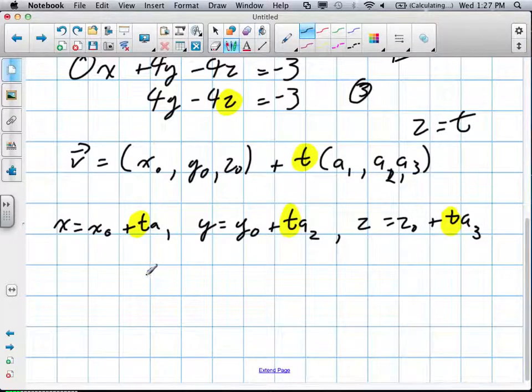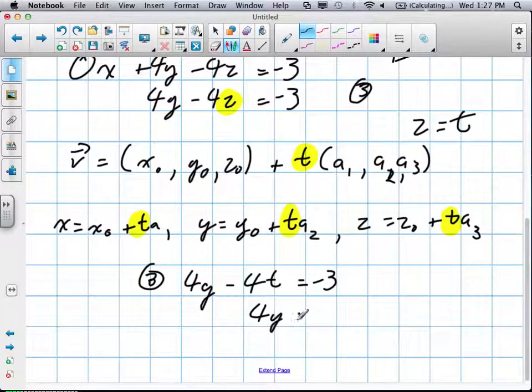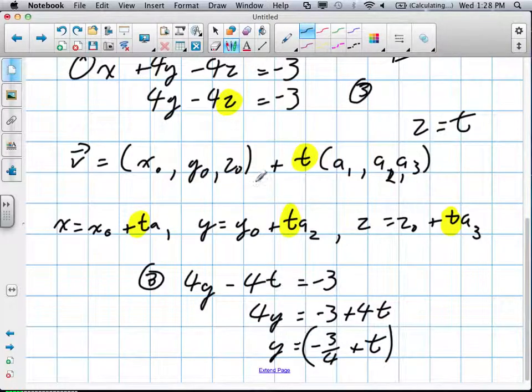So we take equation 3, and we're left with 4y minus 4t is equal to negative 3. We're then going to solve for our y. So we get 4y is equal to negative 3 plus 4t. y is equal to negative 3 over 4 plus t. Well, that is the parametric form right there of part of the equation. That tells us the y value of the parametric form.